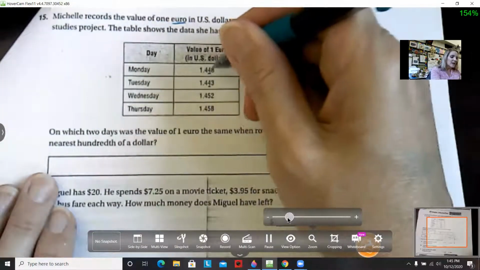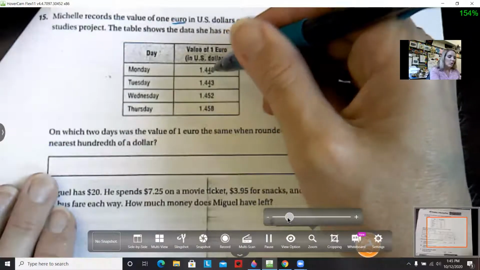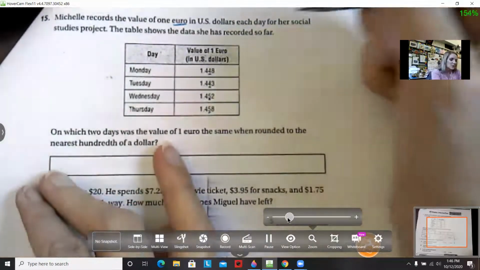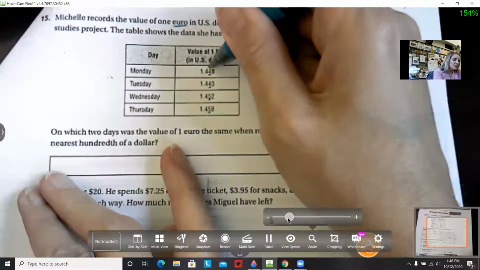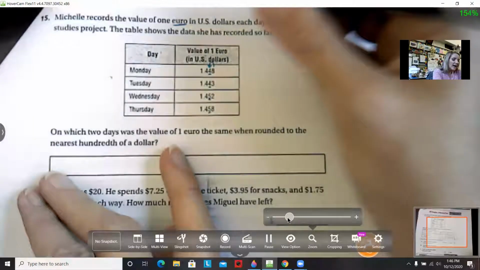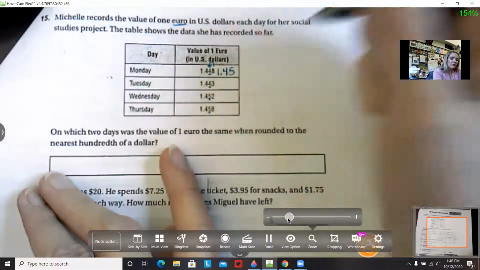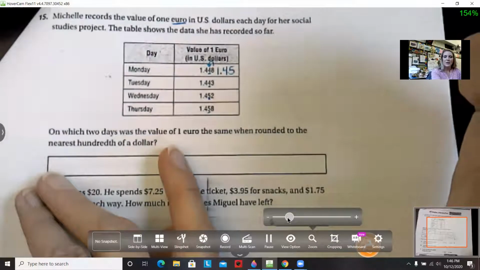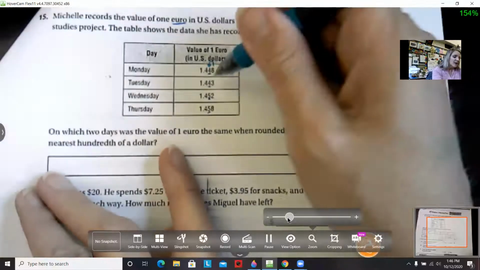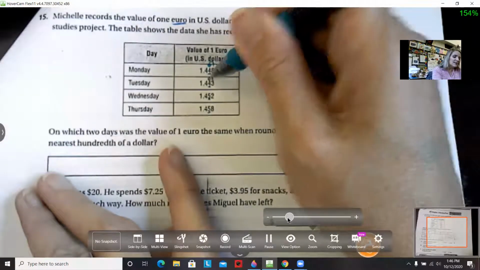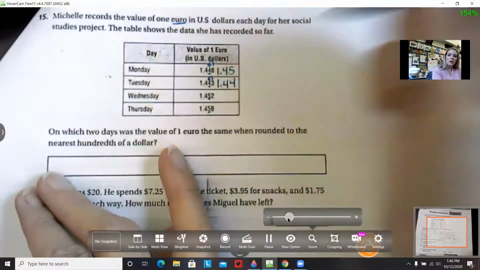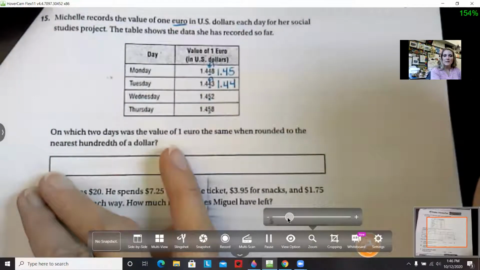So let's go and underline the hundredths place, not the tenths. Go over to the second one over from the decimal point, the hundredths place, and let's round each of these numbers. Okay, here in the first number on Monday, the 8 makes the 4 turn into a 5. So this is about 1 45/100. We have to just round them all and find the two numbers that are the same. That's really all that it's asking us to do. Okay, let's go to Tuesday. The 3 makes the 4 stay the same. So that's 1 and 44 hundredths. Those aren't the same.